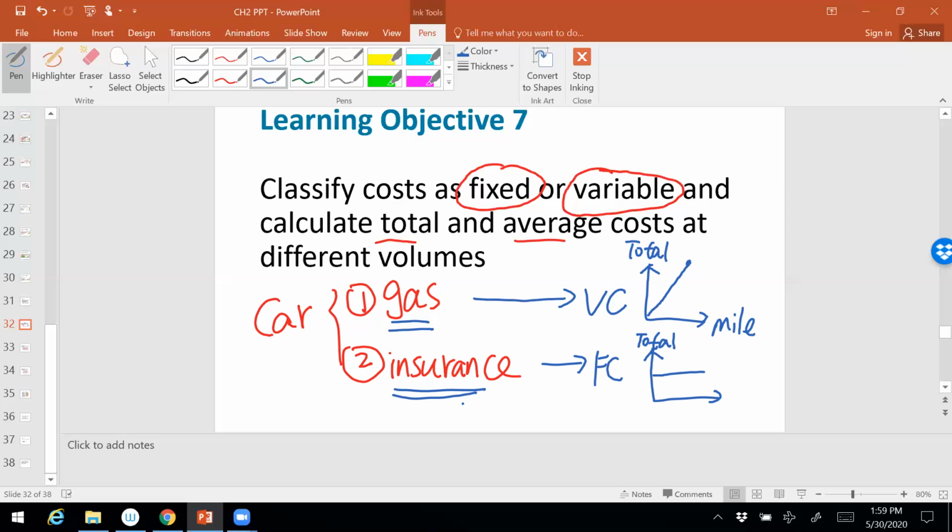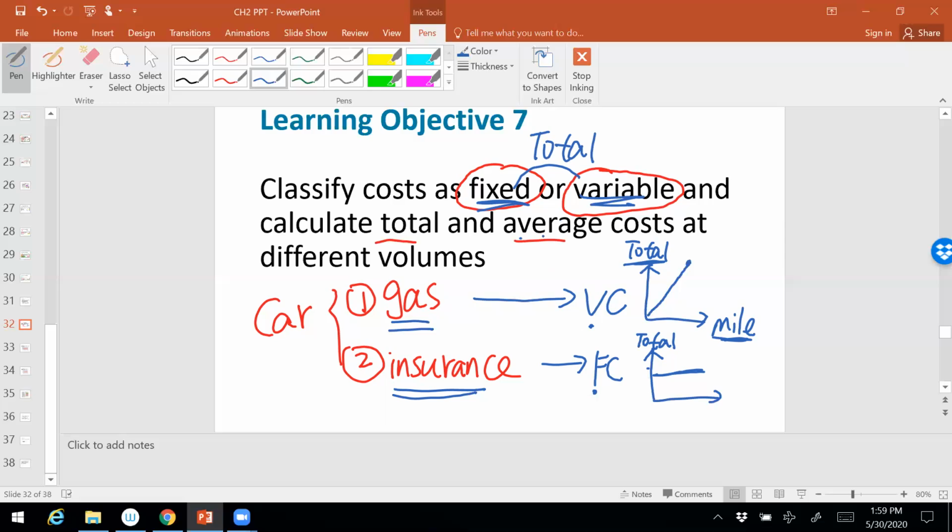So we talk about the variable cost. Total variable cost increases if you have more activity. Total fixed cost stays the same whether you have more or less activity. That's the reason it's fixed. It doesn't change. Variable cost varies. When we talk about that, it's more correlated with the total cost. Fixed cost total is fixed. Variable cost total is variable.